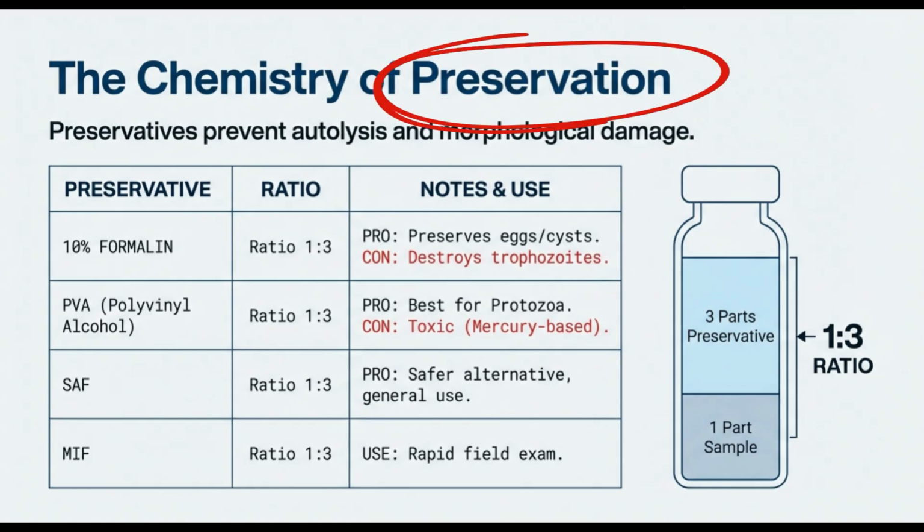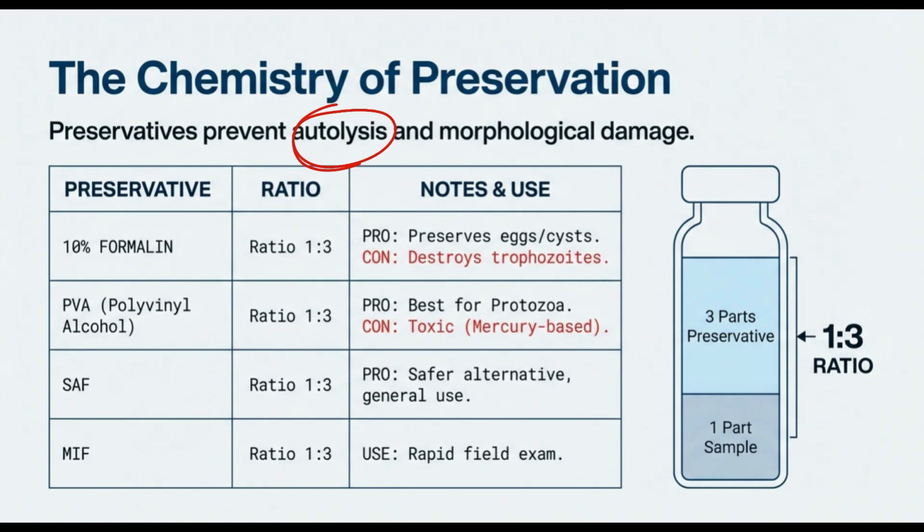This is all about protecting that sample's integrity from the moment it leaves the patient until it finally arrives at the lab for analysis. So the whole reason we use preservatives is to prevent two things: autolysis, which is the self-destruction of the cells, and morphological damage to the parasites themselves. The standard ratio, as you can see in the diagram, is 1 part sample to 3 parts preservative. This makes sure everything is thoroughly fixed.